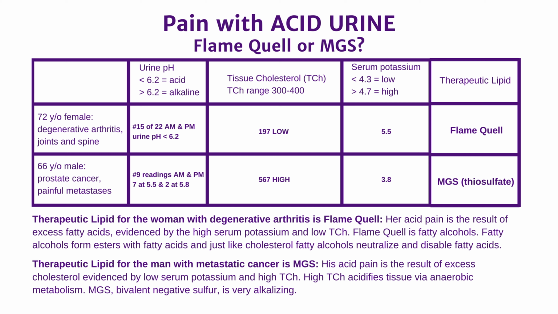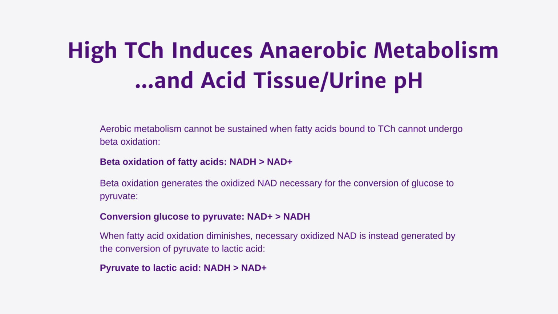On the other hand, the acid pain in the man with cancer metastases is the result of excess cholesterol in tissues, evidenced by the low serum potassium. His acid pain is not due to fatty acids, but rather to his high tissue cholesterol. MGS, bivalent negative sulfur, is highly alkalizing. High cholesterol in tissues acidifies tissues, and therefore urine, by inducing anaerobic metabolism.